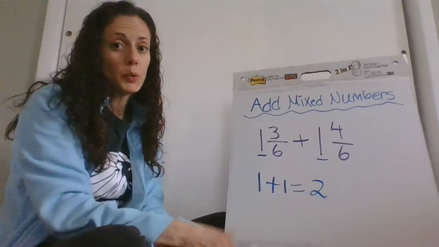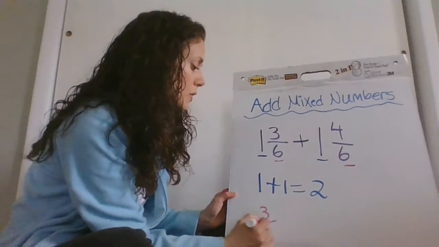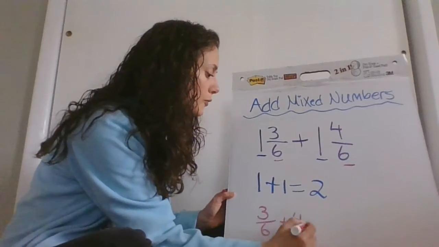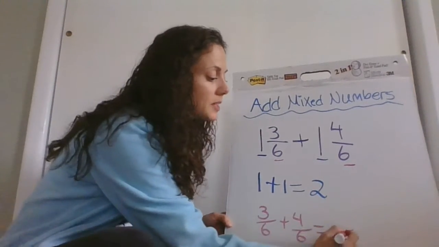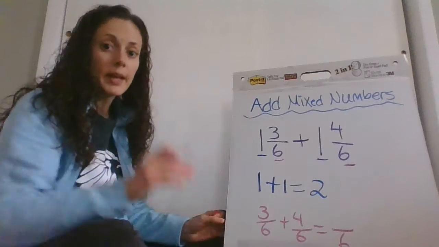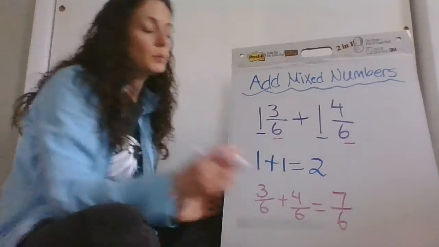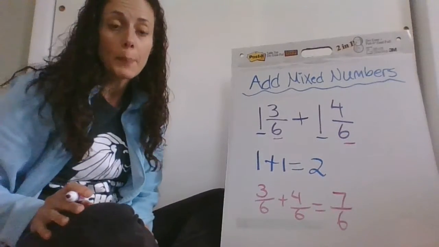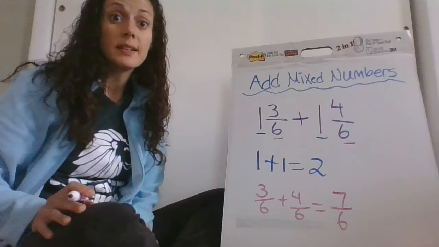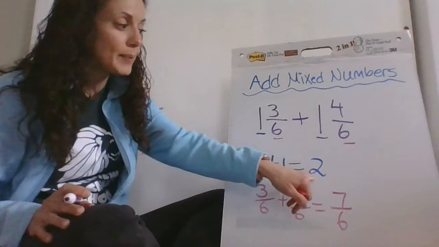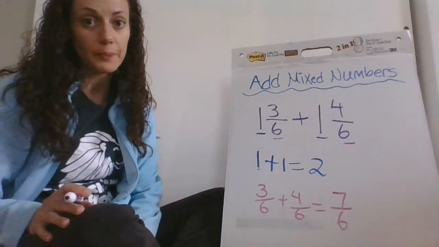The next thing that I do is that I add the fractions. 3/6 plus 4/6 equals, well, I remember that the denominator does not change. And now I just have to add the numerators. 3 plus 4 is 7. Well, 7/6 is an improper fraction. So I have to convert that to a mixed number and then add it back to my whole number from the two ones being added together.